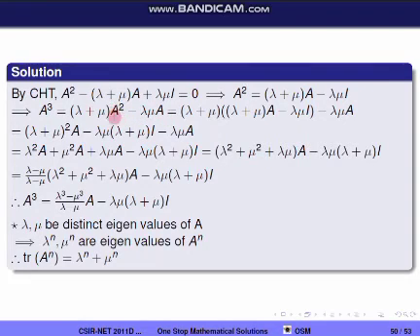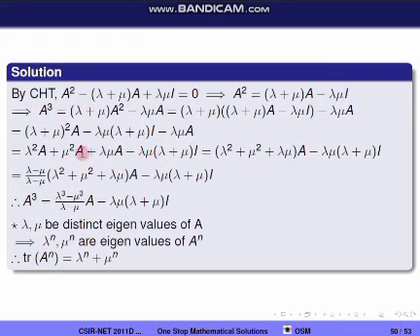Now replace A square by this equation. So this is equal to (lambda plus mu) into [(lambda plus mu) A minus lambda mu I] minus lambda mu A. So we are multiplying this term by these two terms. So we'll get this is equal to (lambda plus mu) whole square into A minus lambda mu into (lambda plus mu) into I minus lambda mu A. Now I am opening this bracket and simplifying. So we'll get this is equal to lambda square A plus mu square A plus lambda mu A minus lambda mu into (lambda plus mu) I.